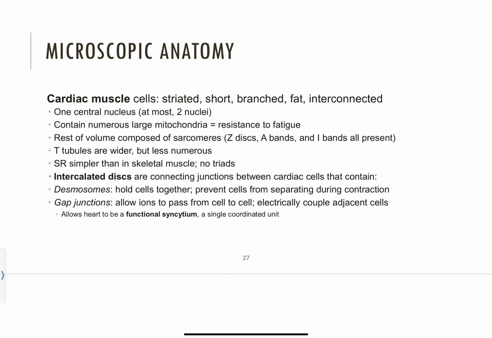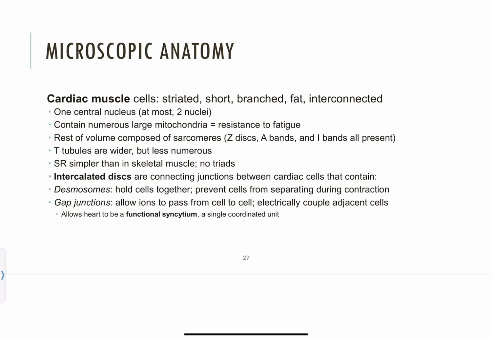The cells are organized with sarcomeres, again, just like we saw with skeletal muscle tissue, meaning that they have the Z discs, the dark bands or A bands, and the light bands called I bands. While the T tubules are still present, they are a lot wider and we don't have as many of them. And the sarcoplasmic reticulum is also there, but it's a lot simpler and we don't form the triads that we saw with skeletal muscle.